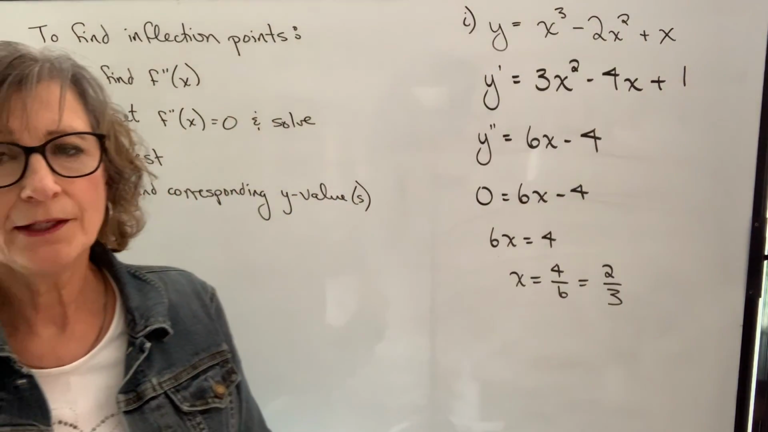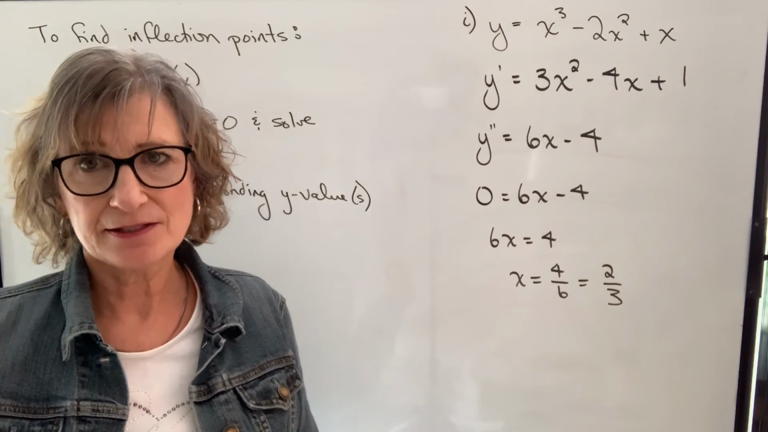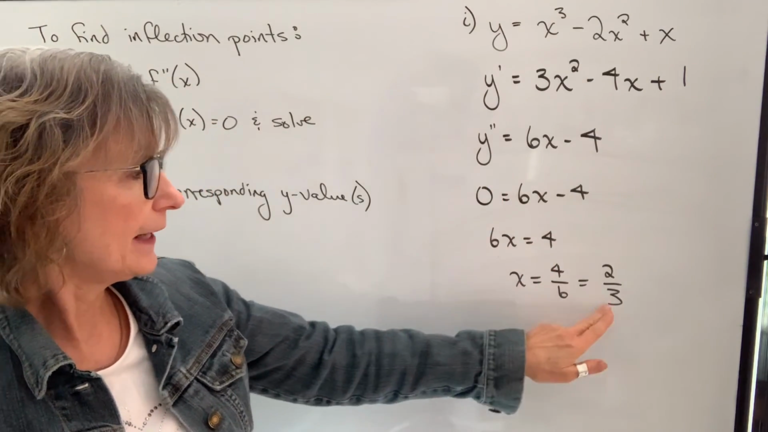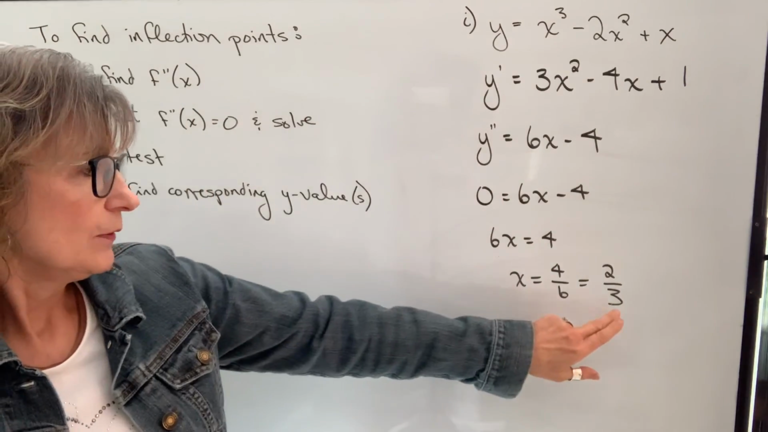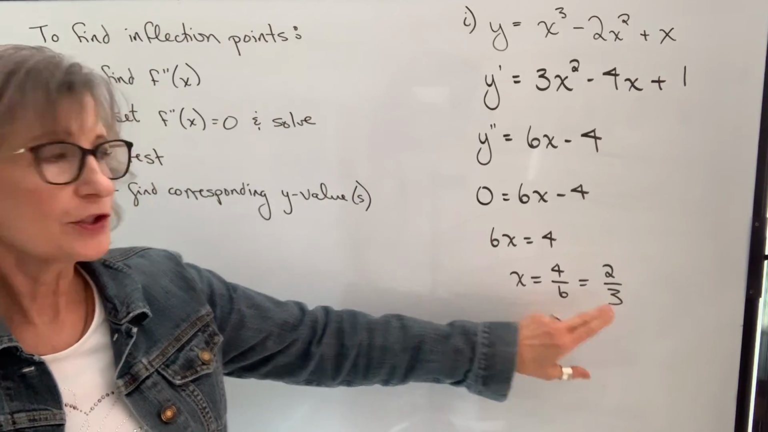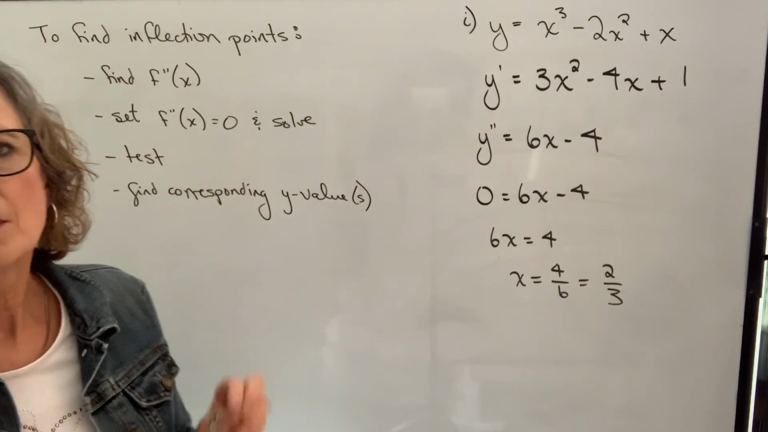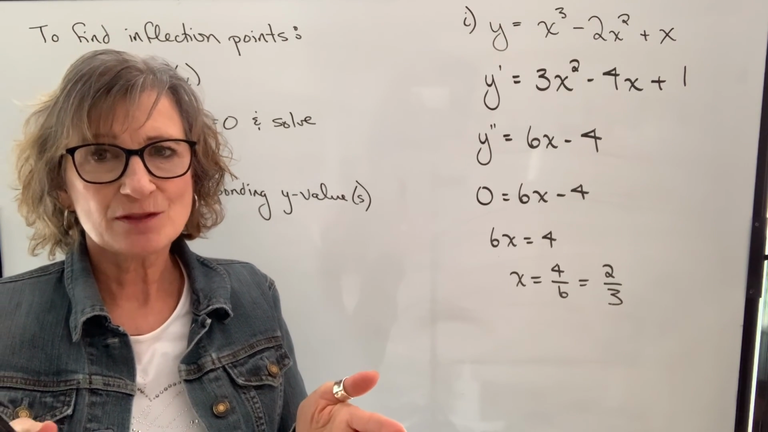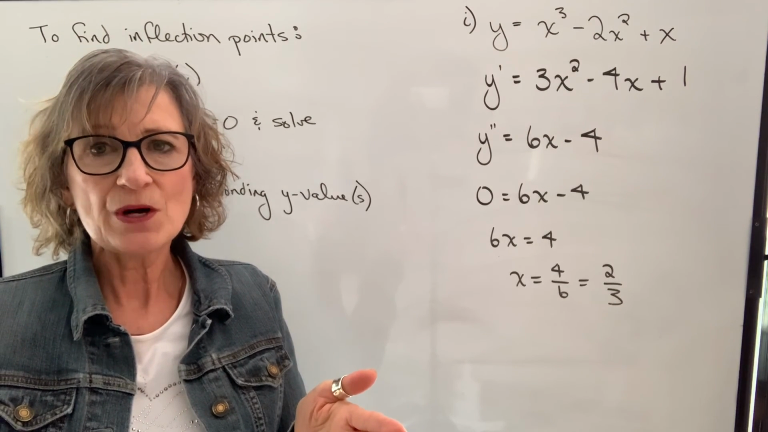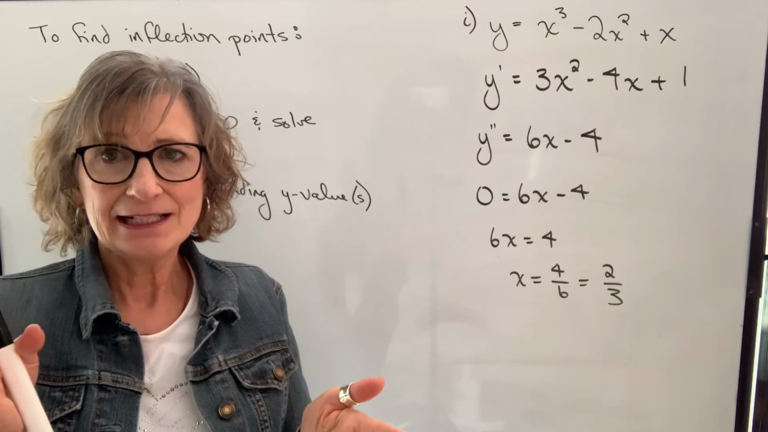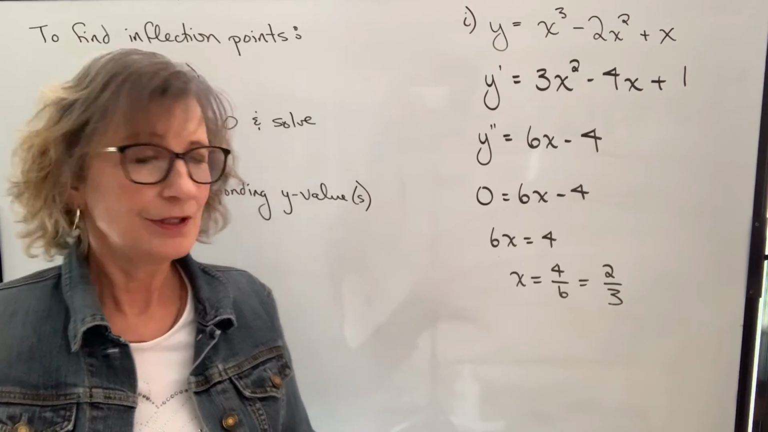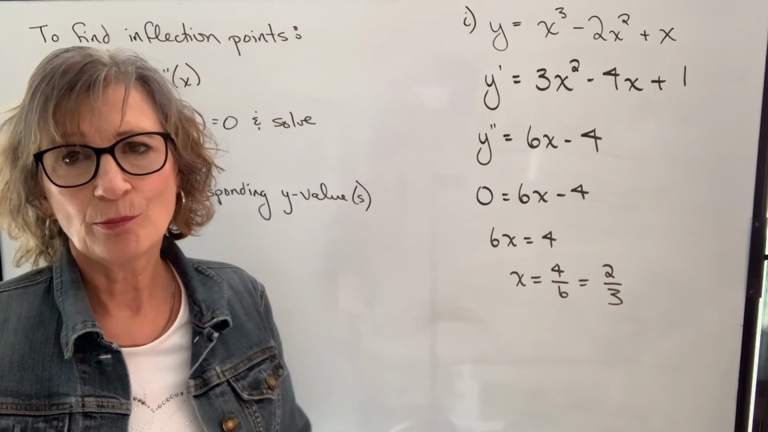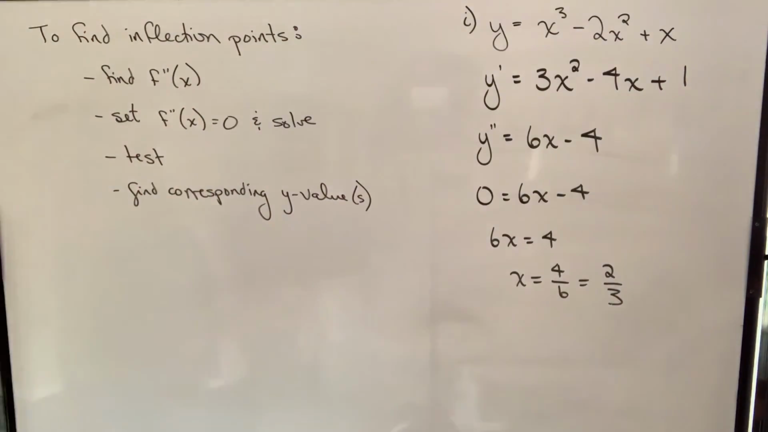So I had one value that has a second derivative equal to 0, and that's 2/3. We don't know for sure that that's an inflection point. We need to test it. This time we're testing the second derivative on either side and seeing if it's positive, which is concave up, or negative, concave down. And it needs to change from one to the other as we go through that point. So let's do a test.